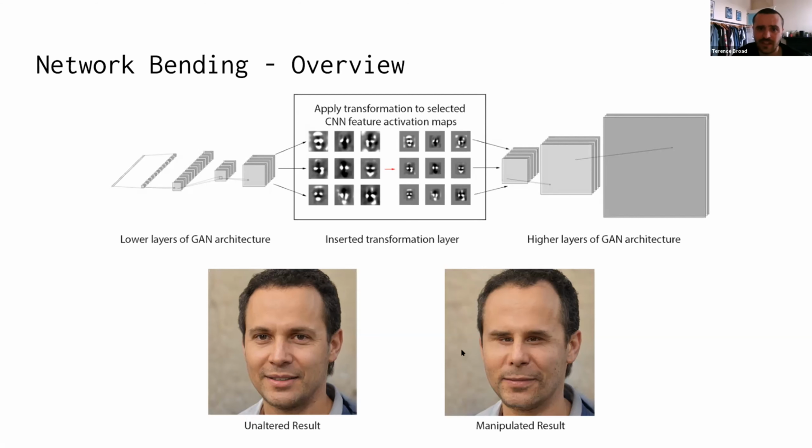So in this example, we've selected all the features that generate eyes, and then we scale them down by 50%. And you can see that transformation happening here on the activation maps, and then they've been scaled down, and then the rest of the inference is run in the generator, and then in the result here, we can see the eyes have been shrunk down compared to the unmodified result.